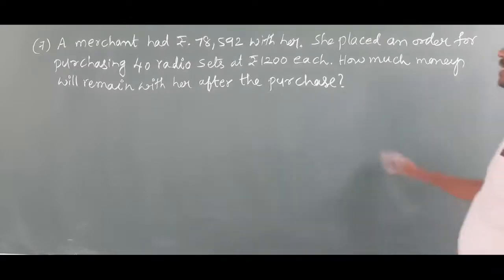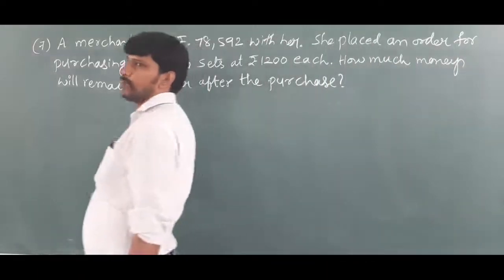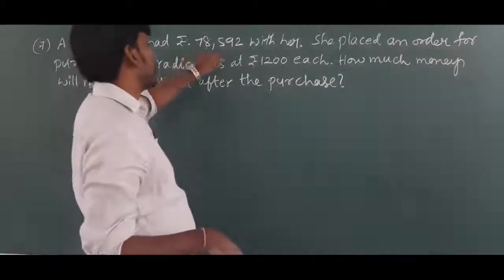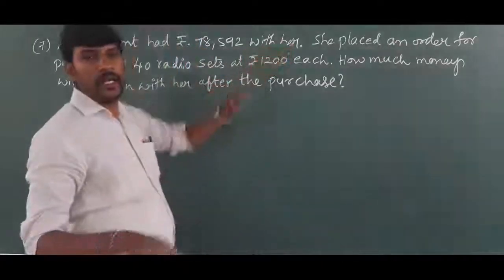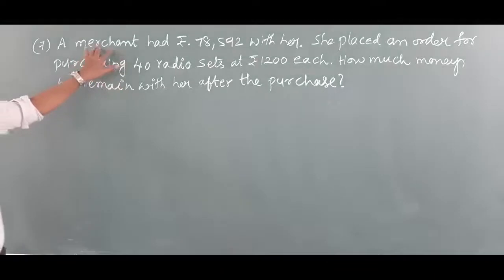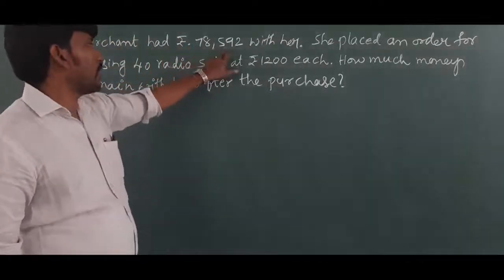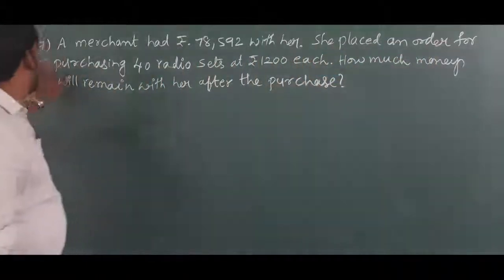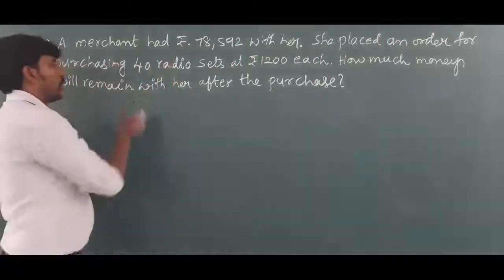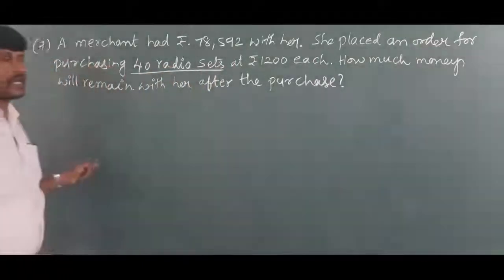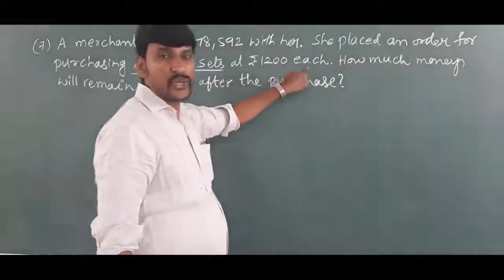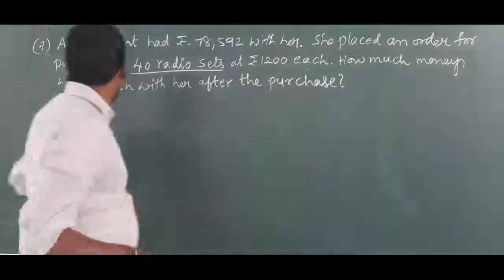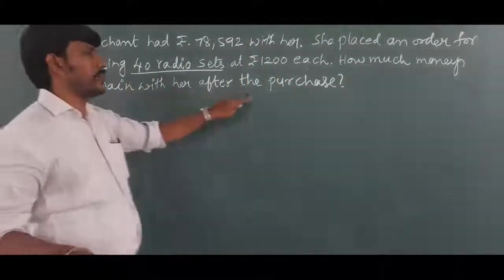Right children, let us discuss question number 7 here. What is question number 7? See, listen. A merchant had rupees 78,592 with her. Okay, there is the lady merchant. She placed an order for purchasing 40 radio sets at rupees 1200 each. Each radio set costs rupees 1200. How much money will remain with her after the purchase?